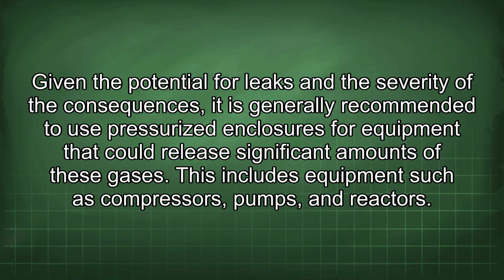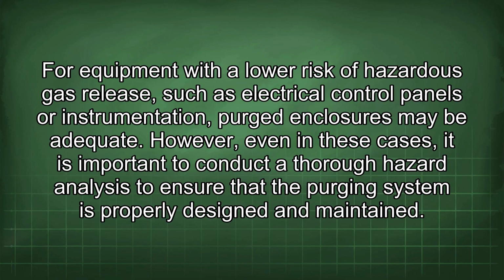Given the potential for leaks and the severity of the consequences, it is generally recommended to use pressurized enclosures for equipment that could release significant amounts of these gases. This includes equipment such as compressors, pumps, and reactors. For equipment with a low risk of hazardous gas release, such as electrical control panels or instrumentation, purged enclosures may be adequate. However, even in these cases, it is important to conduct a thorough hazard analysis to ensure that the purging system is properly designed and maintained.